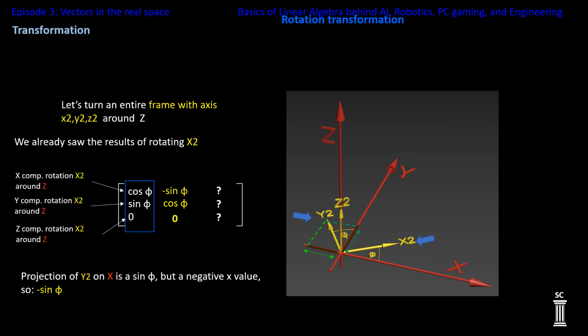In the third column, we're going to put the projections of the yellow z2 onto the red frame. Well, that's an easy one, because the yellow z2 doesn't have any projections on the xy, and its projection on the z is its own length. So 0, 0, 1.